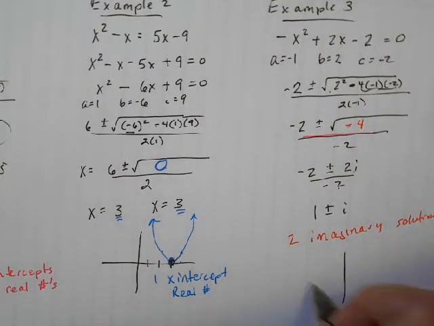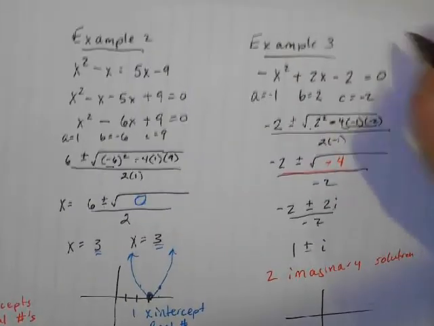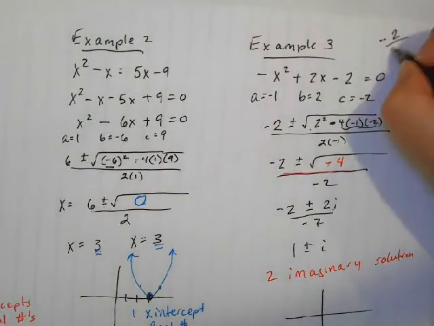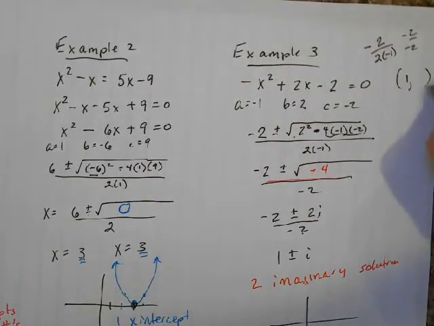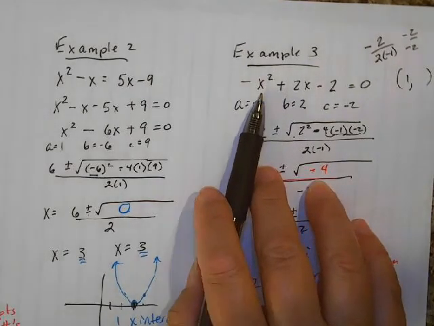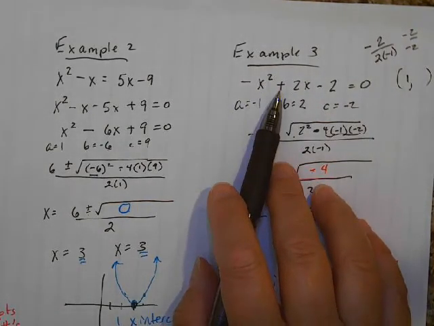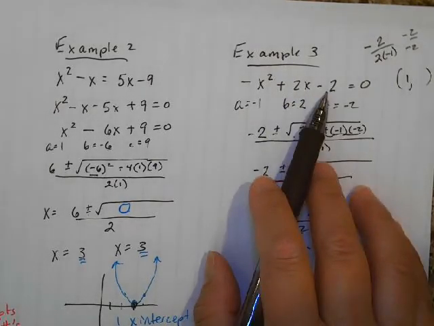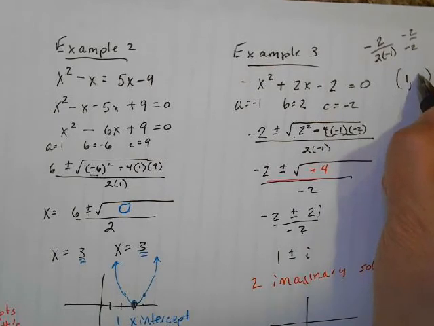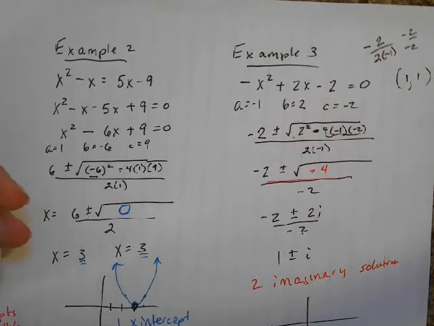If I graph it, I know that the vertex is going to be -b over 2a. So it's going to be -2 over -2. So the x-coordinate is 1. And then if I plug 1 in here, I have 1 squared, so -1 plus 4 is 3, and 3 minus 2 is 1. I'm going to double check my work there. I'm going to plug this in the calculator.